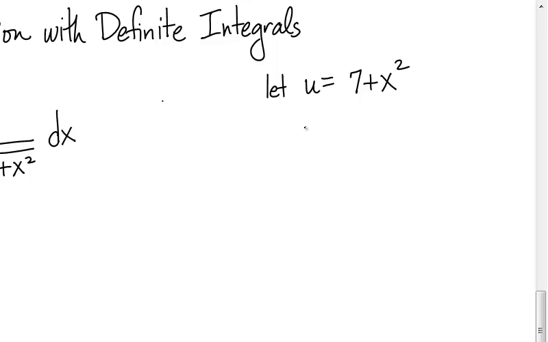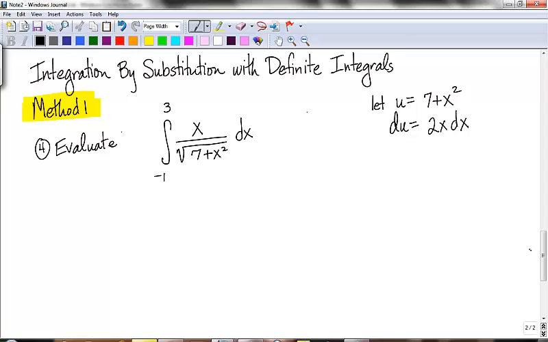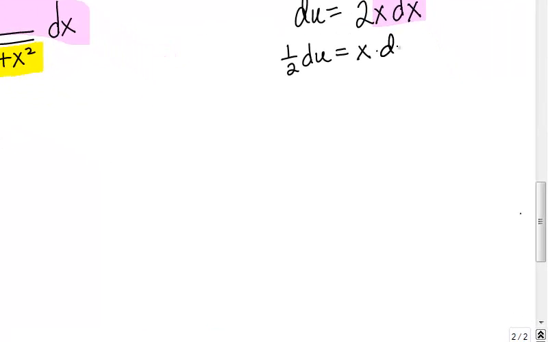Okay, so if I take the derivative of both sides, the du, derivative of 7 is just 0, that drops out. This would be 2x with respect to x. Okay, remember you take that exponent times the number in front. Okay, but I need to substitute in. I need to substitute in for this, so I'd have square root of u. But I also need to substitute in for x dx. I need to get that by itself. So multiply by 1/2 on both sides. So 1/2 du equals x with respect to x.